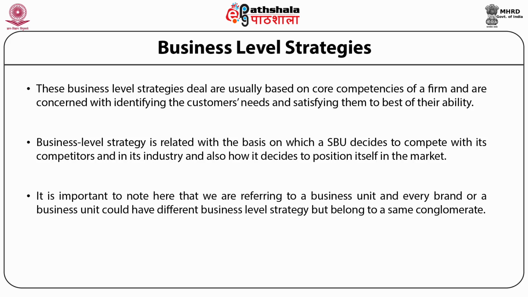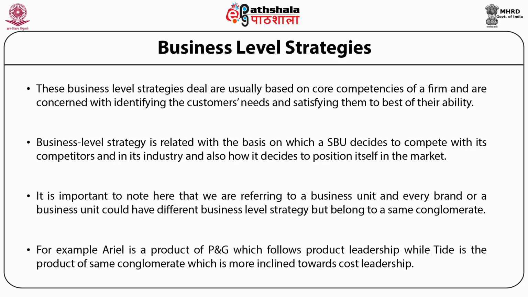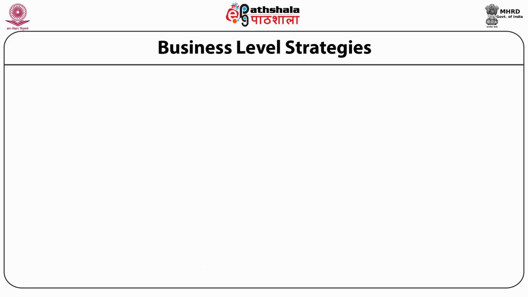It is important to note here that we are referring to a business unit, and every brand that business unit could have could have a different business level strategy, but as such they belong to the same conglomerate. For example, Ariel is a product of Procter & Gamble, which follows product leadership, while Tide is a product of the same conglomerate which is more inclined towards cost leadership.